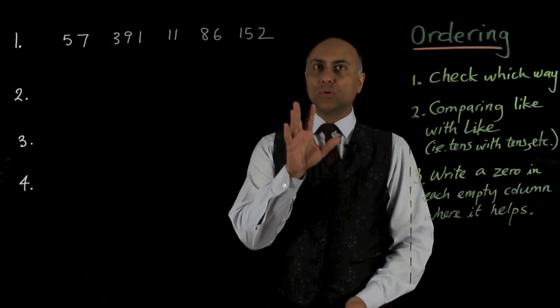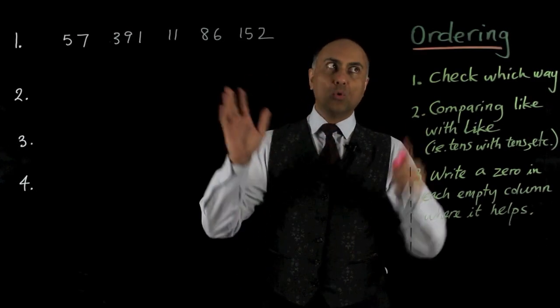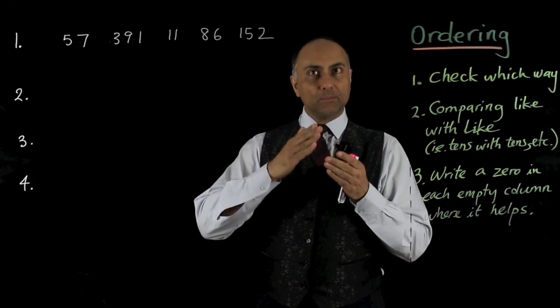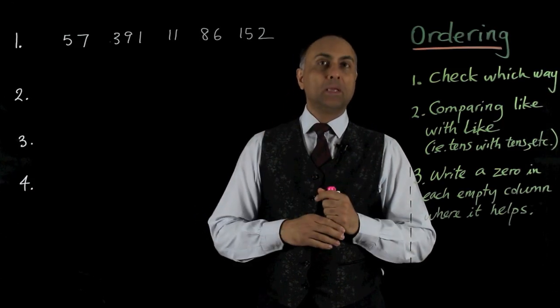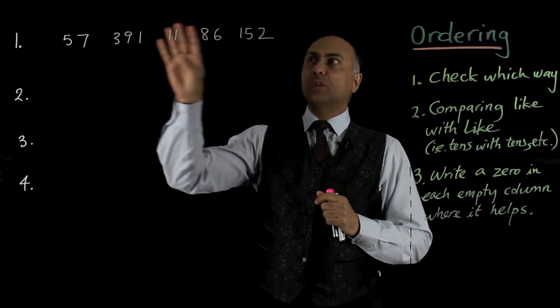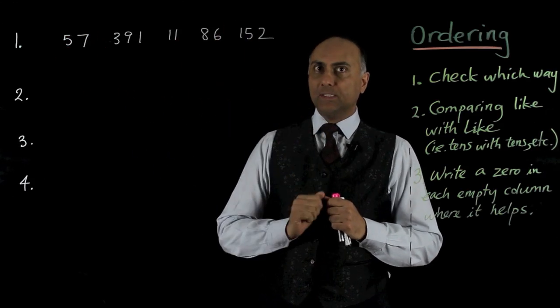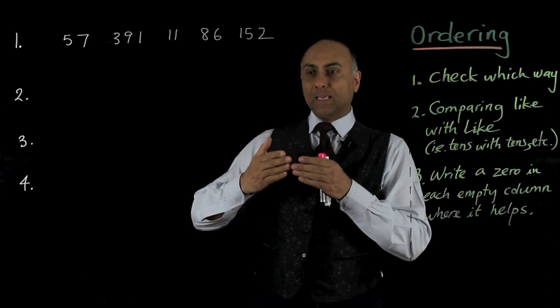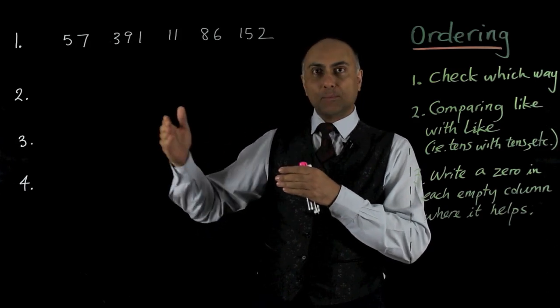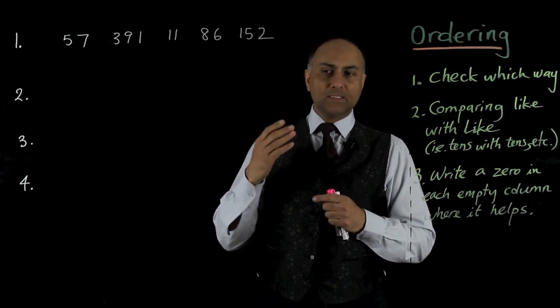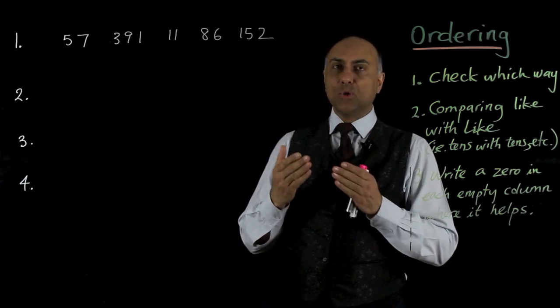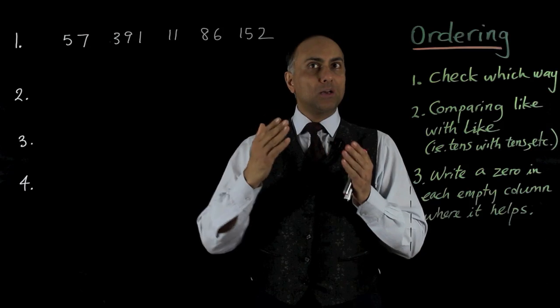I'm going to talk you through a few examples of ordering. Now, when I say ordering in mathematics, we're talking about putting numbers in size order. When the numbers are whole numbers, as these are, that's a very easy task because the correct order is going to be the order in which numbers would come if you counted. Now, this is assuming you're putting them in order from small to large. Sometimes you have to put numbers in order from large to small.